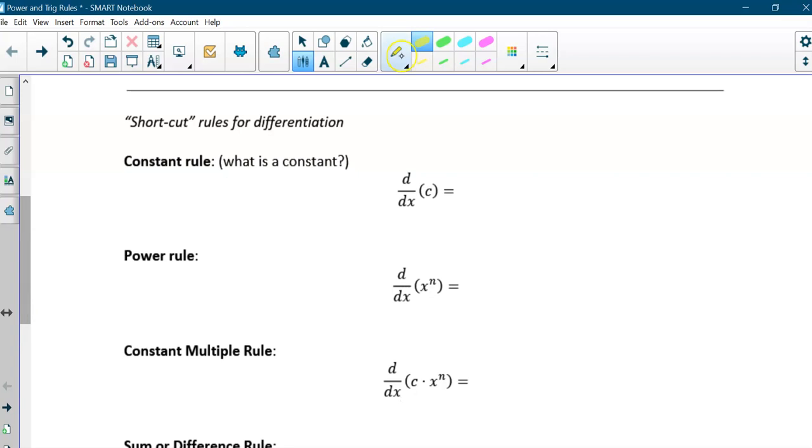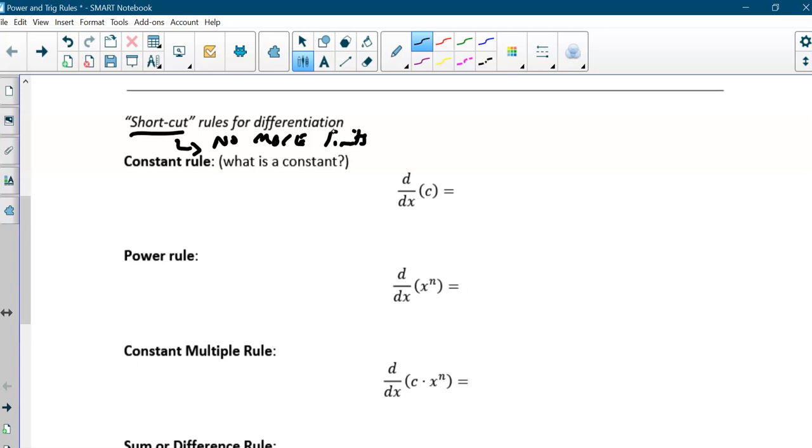Okay, so we have shortcut rules for differentiation. The shortcut rule, if you're not sure what I mean by shortcut, that means no more limits. We do not have to use limits to find derivatives. And for those of us that have only seen derivatives through limits, you're going to love this part.